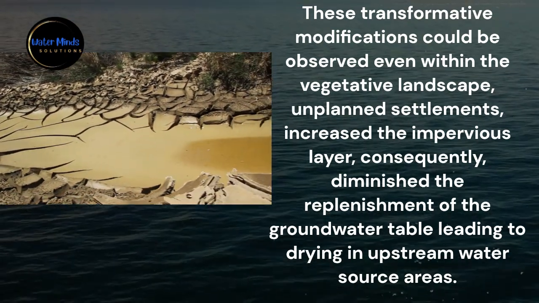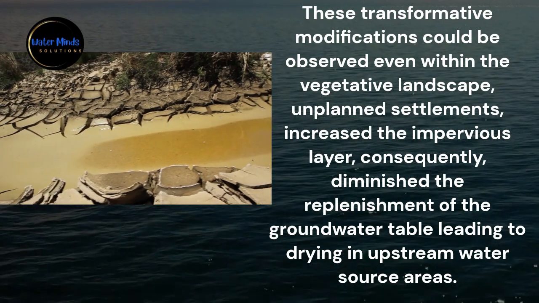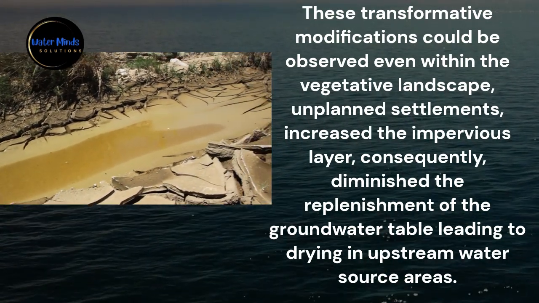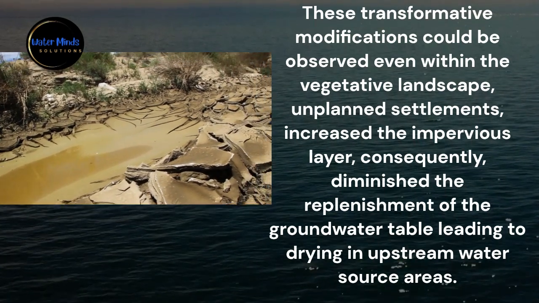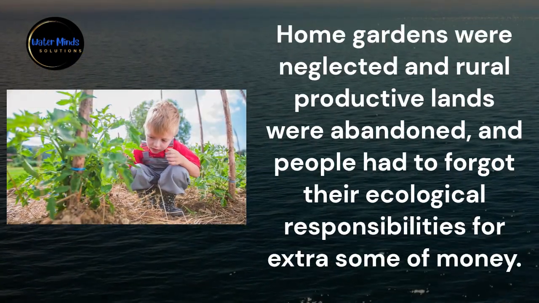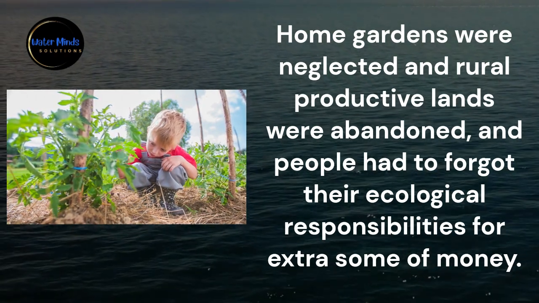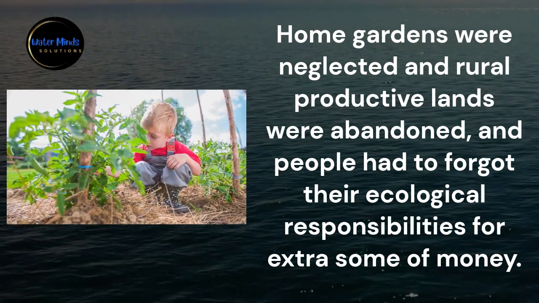Unplanned settlements increased the impervious layer, consequently diminished the replenishment of the groundwater table, leading to drying in upstream water source areas. Home gardens were neglected and rural productive lands were abandoned, and people had to forget their ecological responsibilities for extra sum of money.